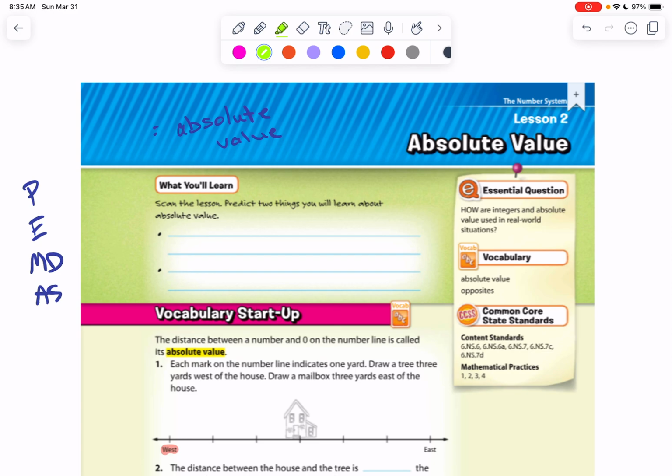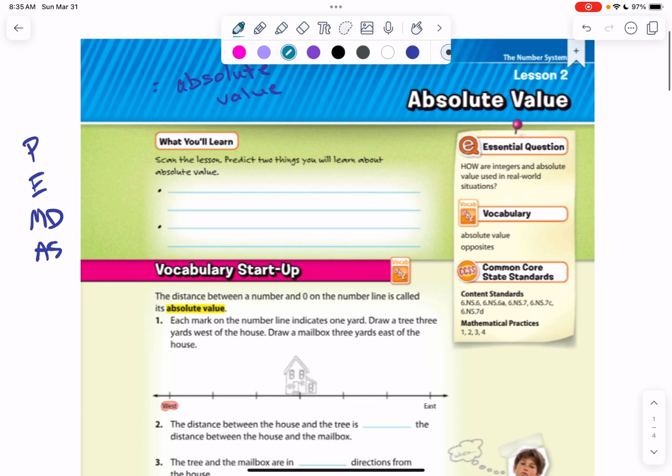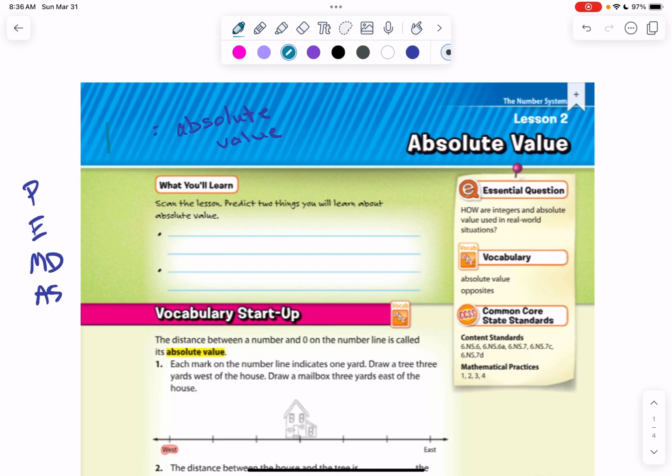Absolute value is represented by two straight lines or bars, like this, and you'll find a number in the middle of them. And it means absolute value. Absolute value means how far from zero.